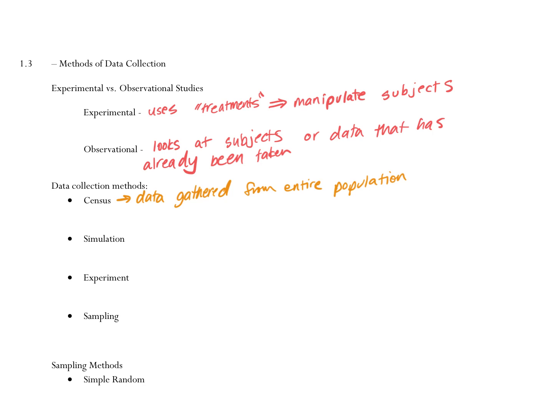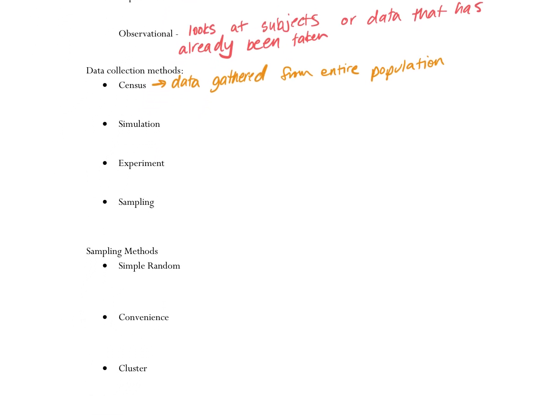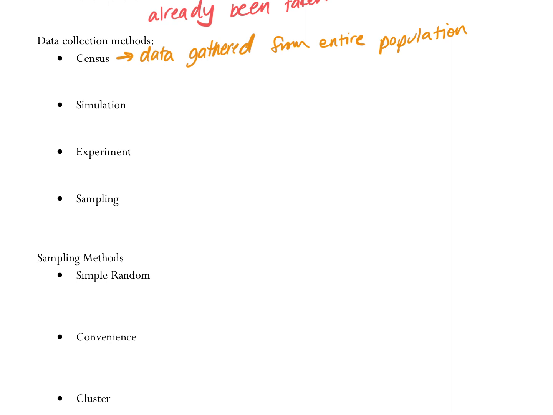Okay. Simulation. So simulation is a little bit weird. Simulation is using a known process to explore the possibilities in an unknown situation.